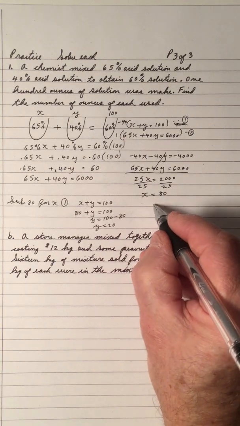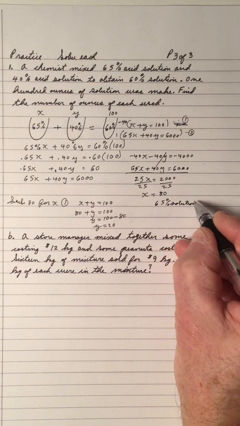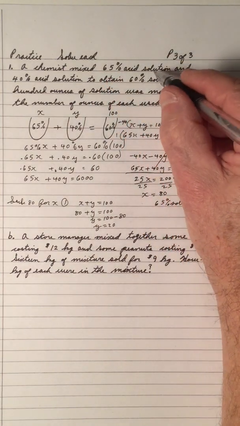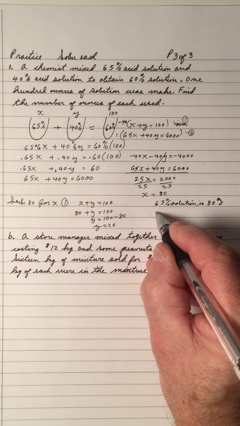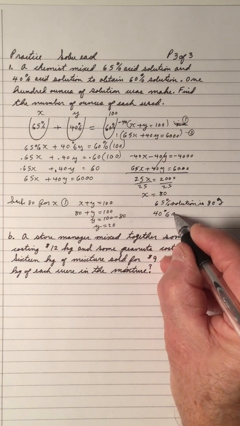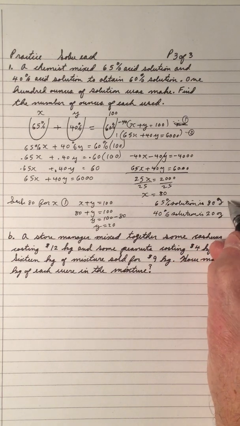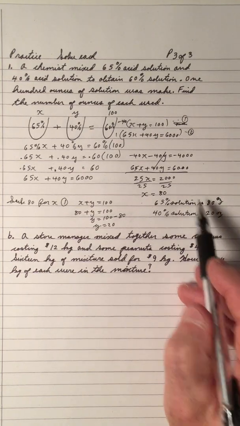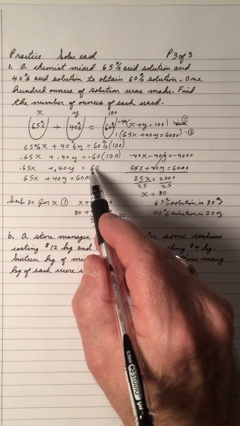So we have the 65% solution has or is 80, and we have ounces. So we have 65% solution is 80 ounces, and the 40% solution is 20 ounces. Always add for ounces. And again, if you add these up, ounces, you got 100. If you take 65% of 80 and take 40% of 20 and add them up, you should get the same as 60.